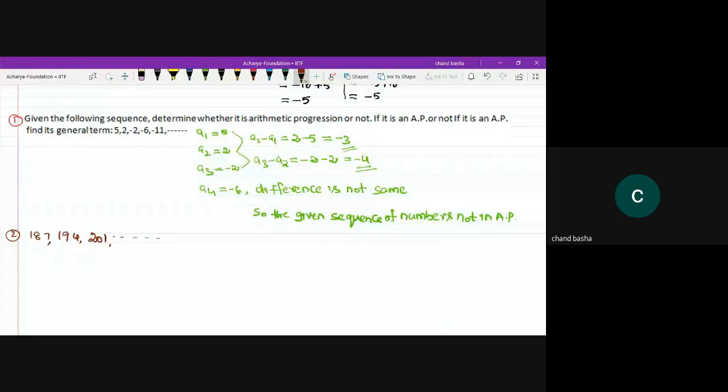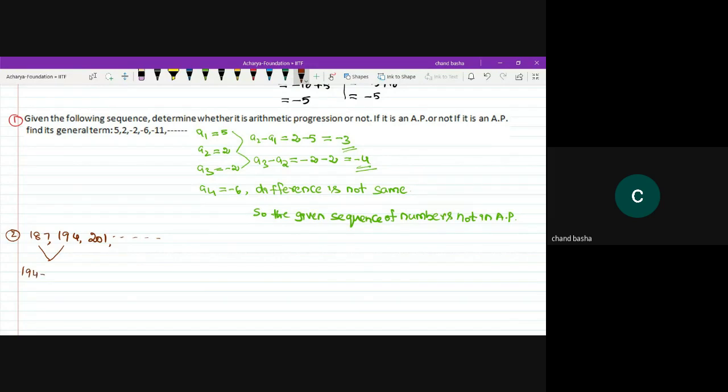Sir, they are in AP. Let us identify the difference. 194 minus 187 is 7. 194 minus 201, that means 201 minus 194, is 7. So they are in AP, clearly.